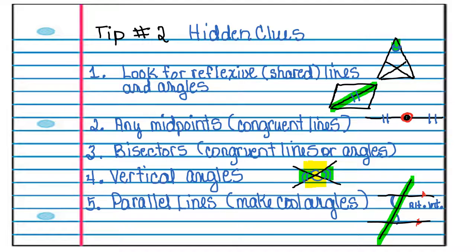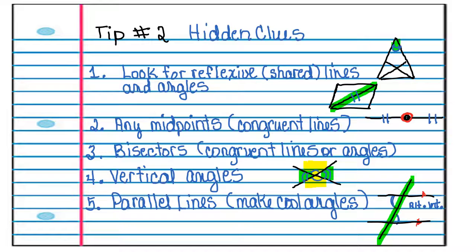Tip number 2. Here are the hidden clues. The hidden things come from either the drawing or maybe some sort of given. First thing that you should always look for is something that's reflexive, shared lines or maybe shared angles. Any midpoints. It says point M is the midpoint between here and there. Means that you have a congruent line on each side of the midpoint.